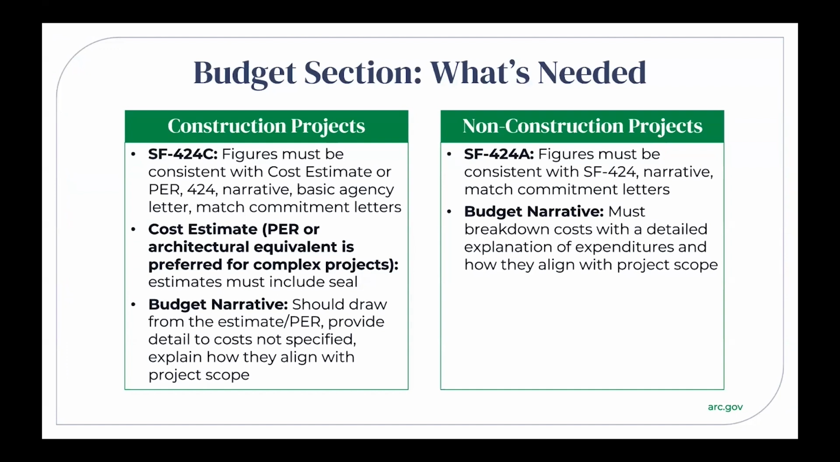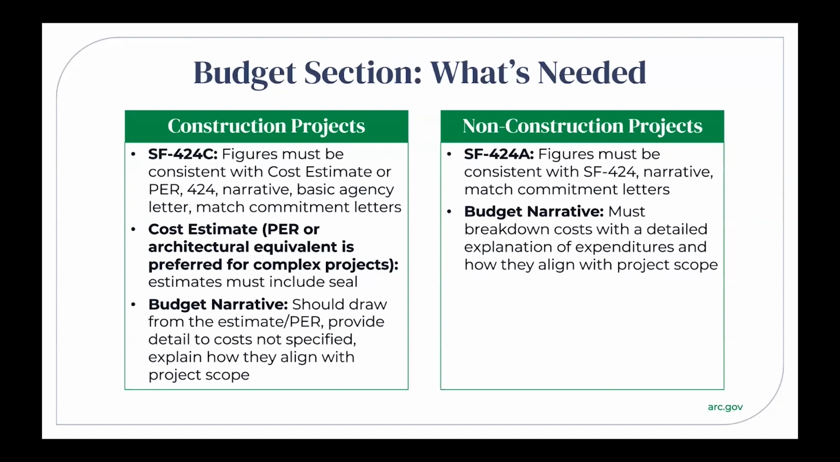For construction projects, the first thing you need is the standard form, or SF for short, 424C form. The numbers on this form must be consistent with the numbers on your SF 424, cost estimate or preliminary engineering report, PER, the narrative, your basic agency letter, and match commitment letters.